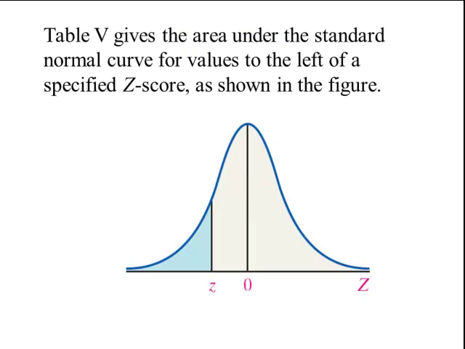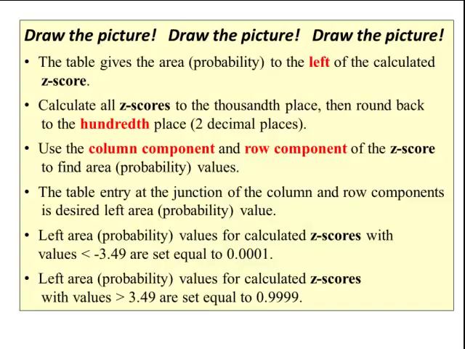Table 5 gives the area under the standard normal curve for values to the left of a specified z-score. So it's always going to give us area to the left. So as you're looking up these probabilities, the first thing, always draw the picture. The table gives the area or probability to the left of the calculated z-score.